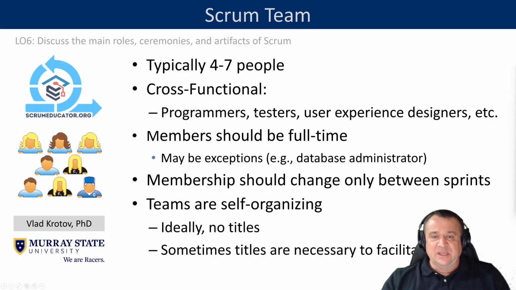It's a cross-functional team. Your Scrum team may include programmers, testers, user experience designers, depending on what you're developing. It is assumed that members are full-time, which means they're fully committed to your team, to your project. But there may be exceptions, like for example, a database administrator may not be needed for the duration of the entire project. He or she may only be needed when a database expert is needed to develop a database or fine-tune a database. Now, membership can change only between sprints.